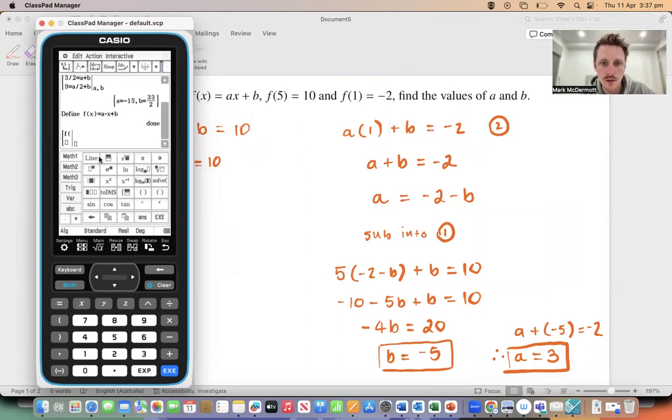F of x, define that as f of x. Okay, and then we're going to say f of 5 equals 10, and f of 1 equals negative 2, and we want to solve, remember f is in terms of a and b, so we're going to solve for a and b. And we get a equals 3 and b equals negative 5, so we know we got it right. So we can do a sanity check with our calculator there.